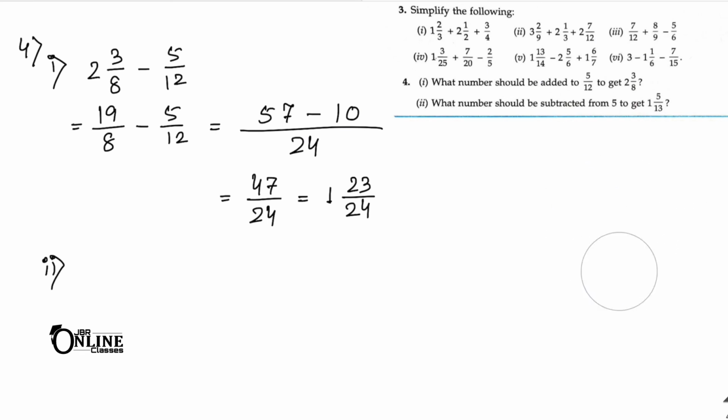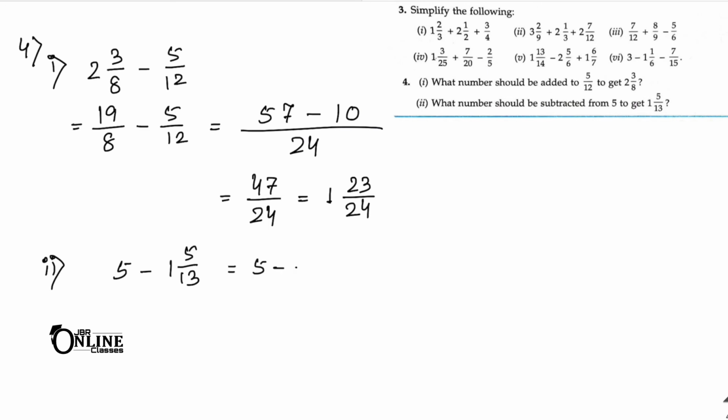So here in 4 2, what number should be subtracted from 5 to get this one? What number should be subtracted from 5? Remember that. That means in that case, you have to subtract 1 whole 5 by 13 from 5. Okay, so your answer will be 5 minus this one.